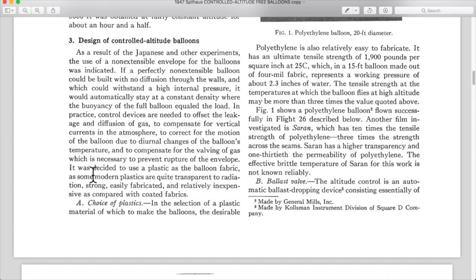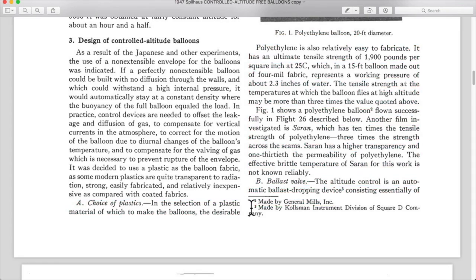They're quite transparent to radiation, strong, easily fabricated. So transparent to radiation is important for protecting against the thing I just talked about, which is heating up in the morning and cooling down in the afternoon. And plastics are apparently inexpensive compared to coated fabrics of the time in 1947.